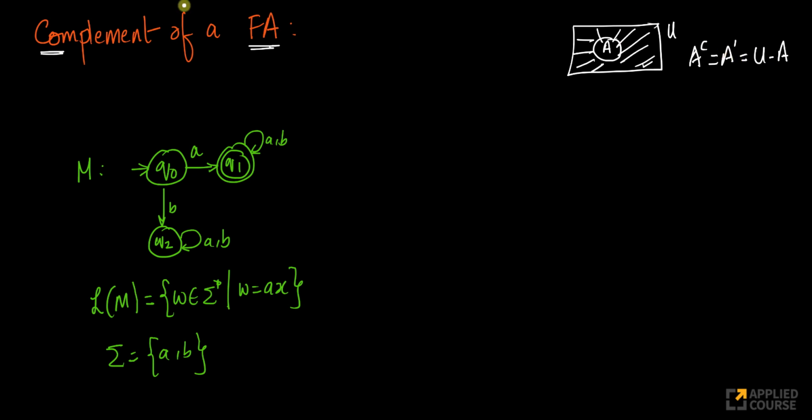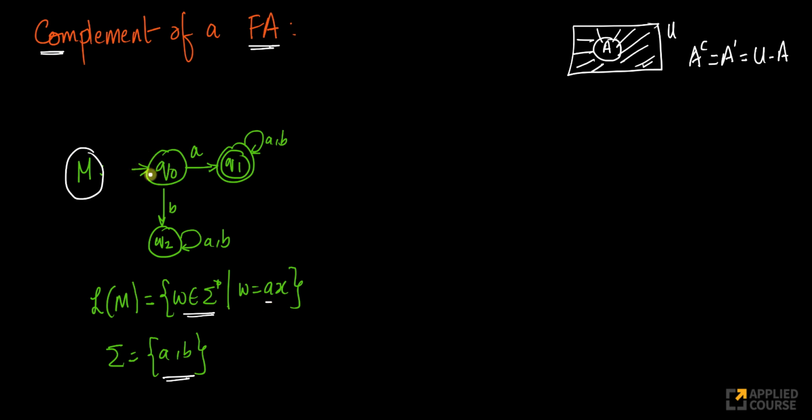theory. Similarly, we can also construct the complement of a finite automata. Let's understand this concept from an example. Imagine I have a finite automata or a machine M which is like this. My alphabet here is A and B. The language accepted by this machine M is the set of all the words such that the word starts with A. That's what this automata does, right?